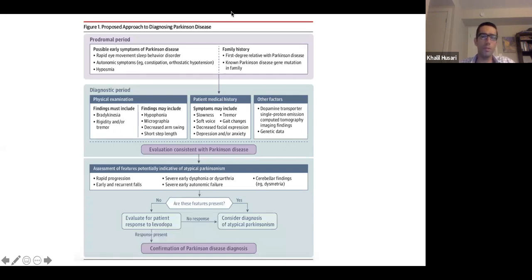So, just another slide. The prodromal period, as we can see, we have decreased smell, maybe some constipation, maybe some rapid eye movement, so REM sleep behavior disorder, and then the patients will eventually seek medical attention, which is usually for bradykinesia, rigidity, and/or tremor. So you ask them about hypophonia, micrographia, so they can't sign, or it will be a small handwriting, right? Decreased arm swing, and also the gait will be abnormal, with short step length as well.